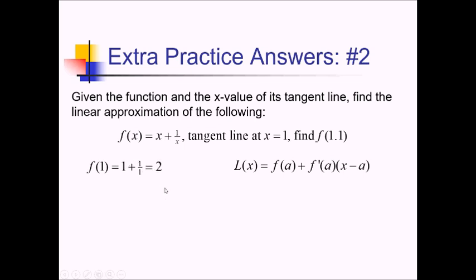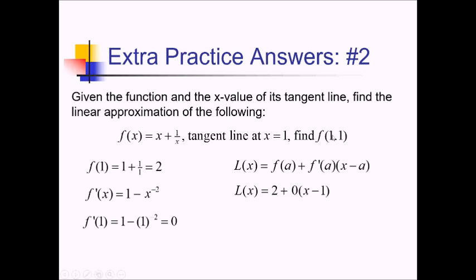And then for f prime, I'm first going to write this as x plus x to the -1, or at least I'll write it that way in my head. F prime of x then is going to be 1, plus this will be actually -1x to the -2. And then plugging the a value 1 into that, we've got 1 minus 1 to the -2. Well, 1 to anything is just going to be 1, so 1 minus 1 is 0. Putting it back in over here, we've got L of x equaling 2 plus 0 times x minus 1.